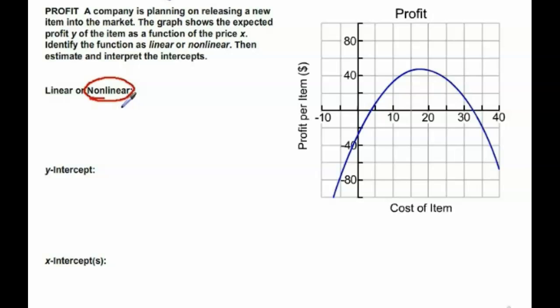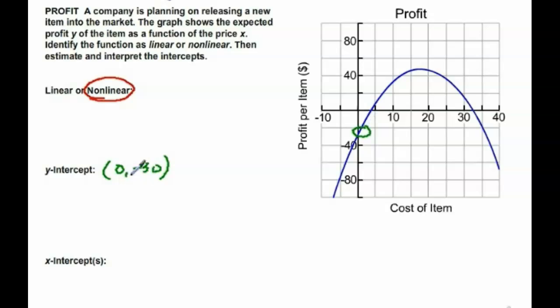Now, let's find and discuss the y-intercepts, the x-intercepts, and what they mean. The y-intercept is this point where the curve intersects the y-axis. That is represented by the ordered pair (0, -30). 0 is the x-value at the origin, and -30 on the y-axis. That's our y-intercept. What does that y-intercept mean?